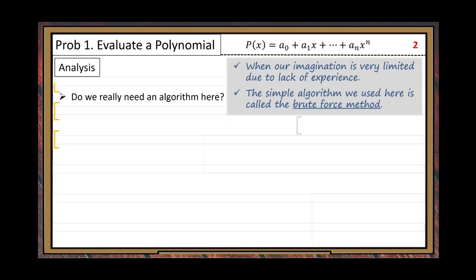If you need to use some special technique to improve the efficiency, then we do not call it that. Because if your technique is non-trivial, and it takes some effort to discover, then we do not call it the brute force method. Here, the method in the previous slide, we can call it the brute force method because we do not use any special technique.